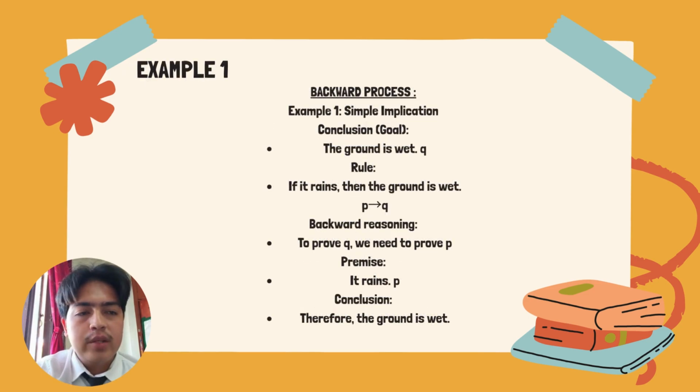Next, the examples of the backward process. For example 1, we use a simple implication. From the conclusion, which is the goal, we conclude that the ground is wet, so we label it as Q. For the rule, if it rains, then the ground is wet, we label it as P implies Q. For the backward reasoning, to prove Q, we need to prove P. And for the premises, if it rains, then it should be P. So the conclusion is, therefore, the ground is wet.